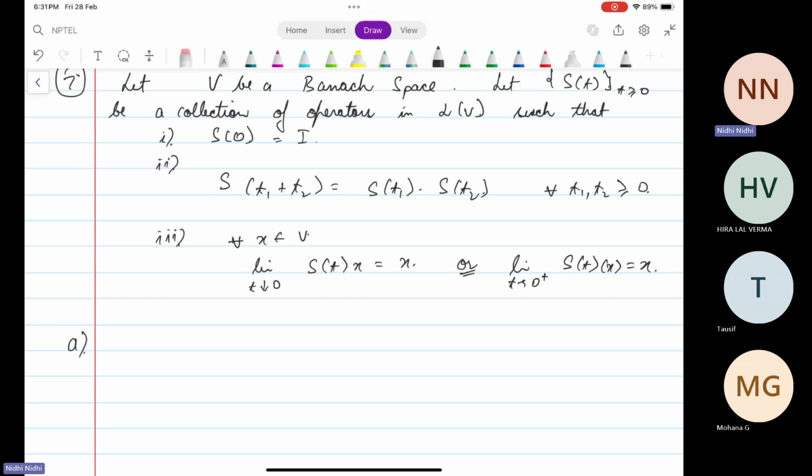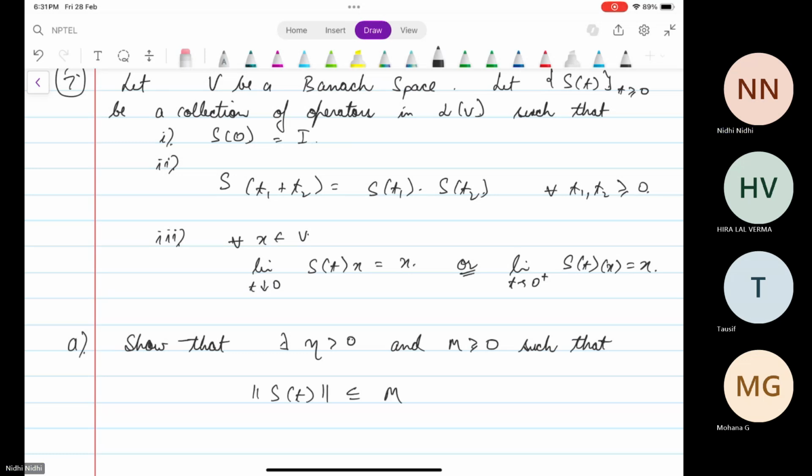Part A says: show that there exist some eta positive and M positive such that the norm of S(t) is less than or equal to M for all 0 less than t less than or equal to eta.